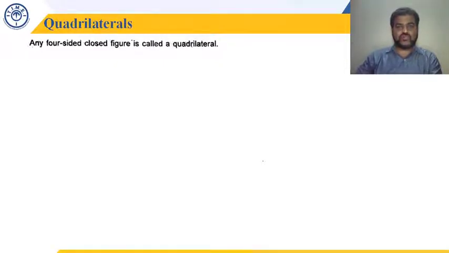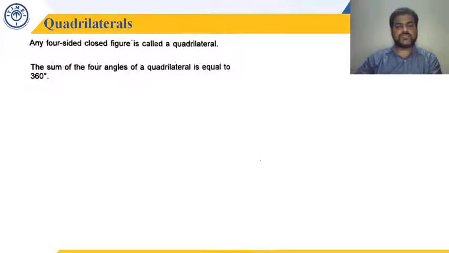Since it has four sides, it will also have four angles, and the sum of all the four angles of a quadrilateral is equal to 360 degrees. In a quadrilateral, the sum of all the angles is always 360 degrees.